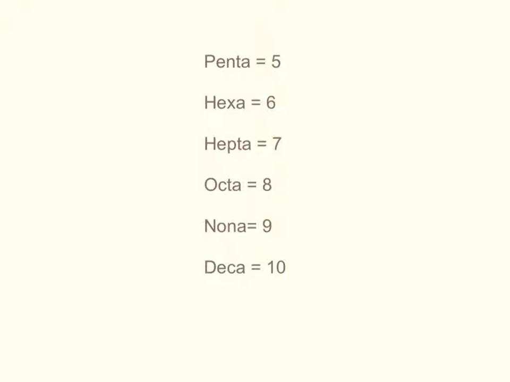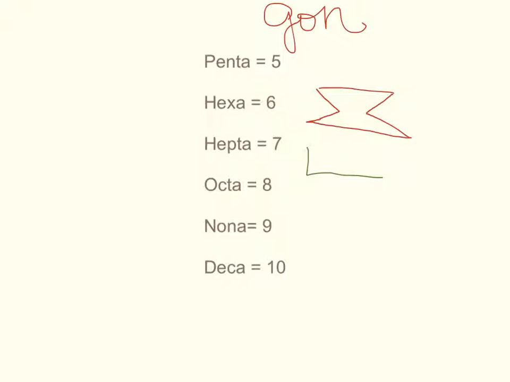Each one of these words ends with the word gon, but I've just given you the prefixes. So a pentagon has 5 sides. A hexagon has 6 sides. We know what our typical hexagon looks like, but something like this we could also call a hexagon because it does have 6 sides. A heptagon is something with 7 sides, and so something like this would work.